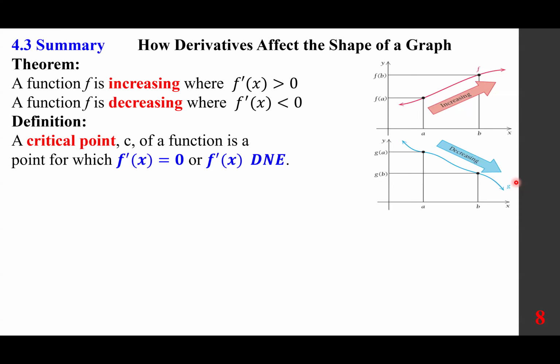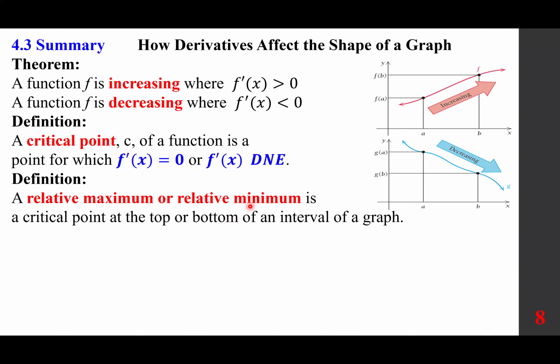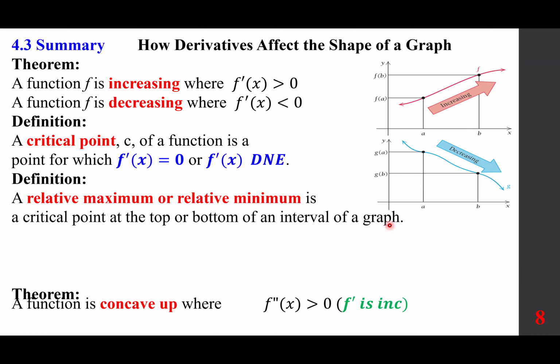A critical point, c, of a function is a point for which f prime is 0 or f prime does not exist. A relative max or relative minimum is a critical point at the top or bottom of an interval of a graph. That means peaks and valleys.